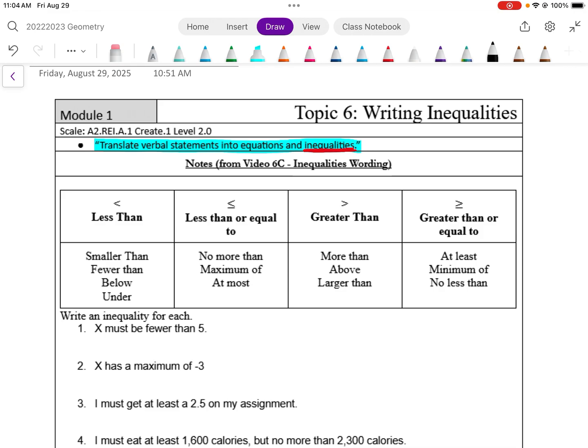If you have more than, above, larger than, greater than, that's the symbol you're going to use. Greater than or equal to would be at least. If I have at least 5 M&Ms, that means I have 5 or more. If I have a minimum of 5 M&Ms, that would be 5 or more. Or no less than would be greater than or equal to as well.